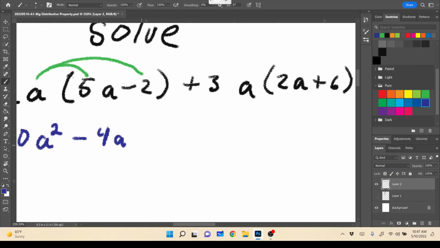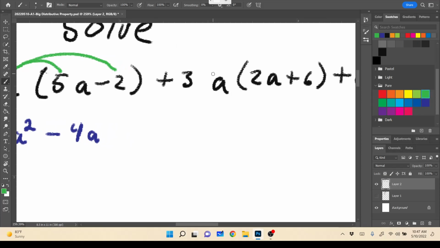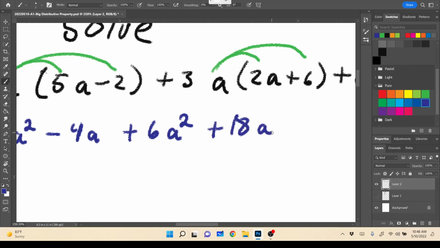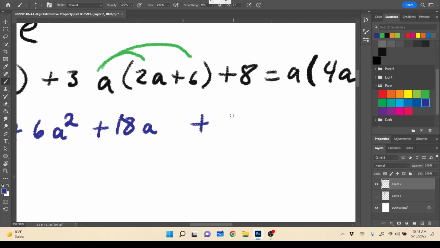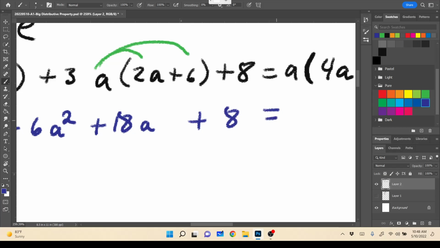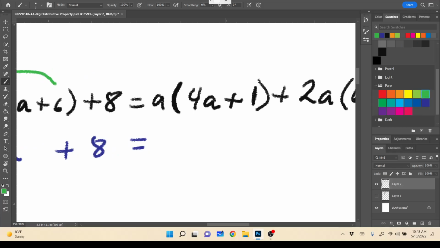Plus. Then we're going to distribute this 3a. What's 3a times 2a? Plus 6a squared. What's 3a times 6? 18a. And then don't forget to bring down plus 8, equals. Then we're going to distribute this a. What's a times 4a? 4a squared.